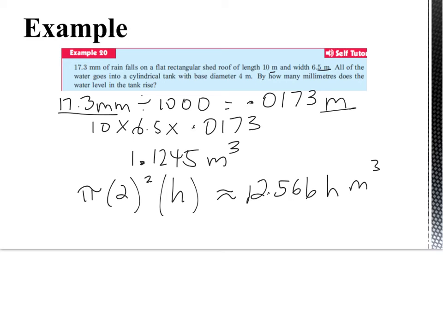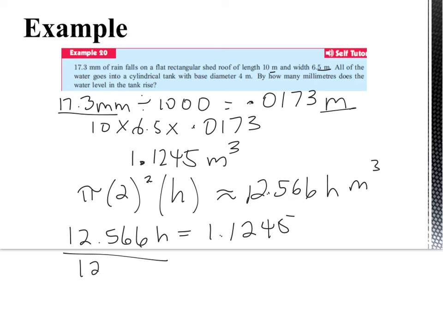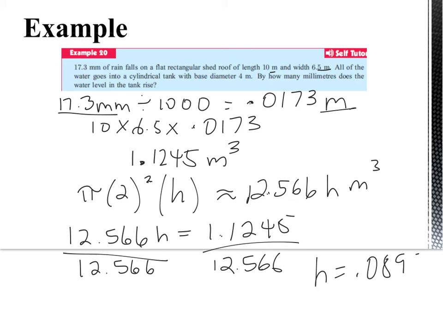The volume added to the tank has to match the volume which falls on the roof. So this is the volume in the tank, 12.566 H, and the volume in the roof is 1.1245. And these two have to match. So we're basically just going to divide both sides by 12.566, and that gives us a height of 0.0895 meters. So that is how much the water rises.